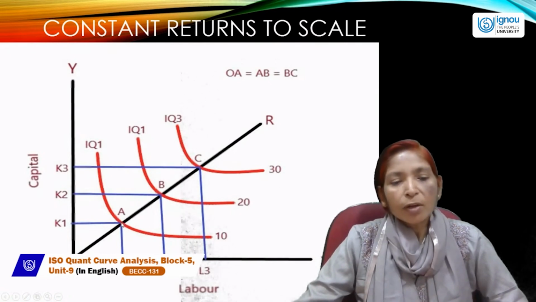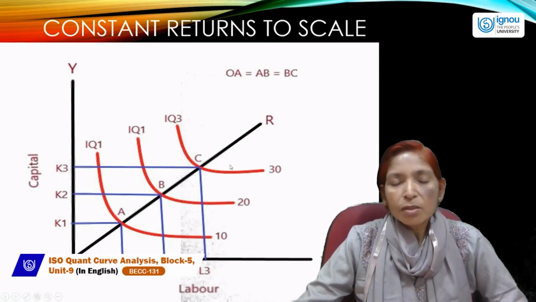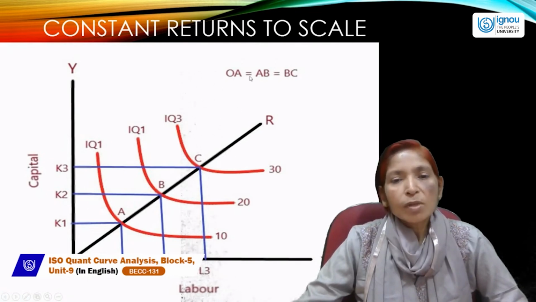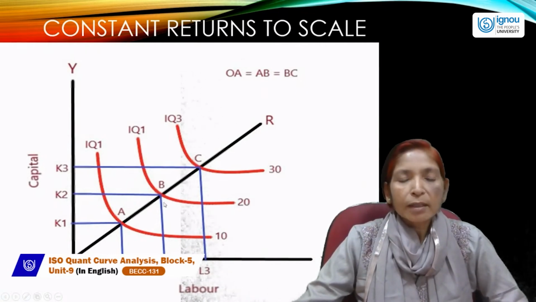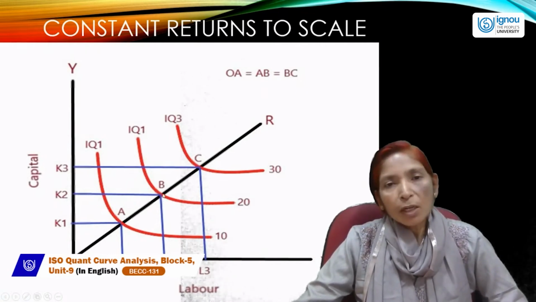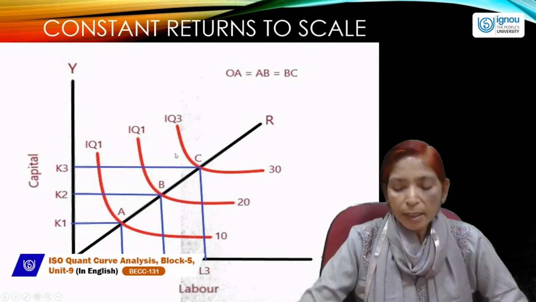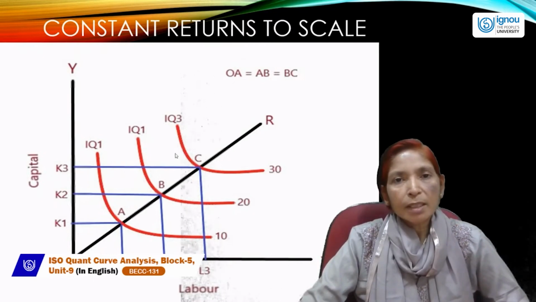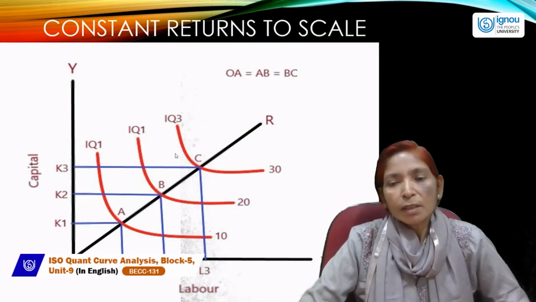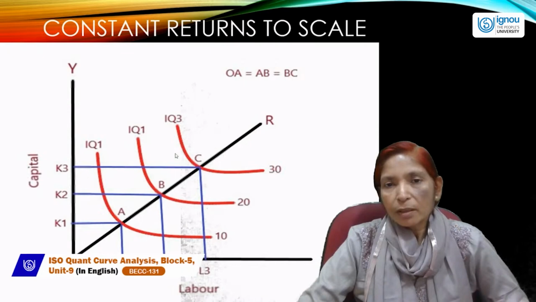And the gap in between A to B point and B to C is also the same. So this is the stage of constant returns to scale, where OA is equal to OB, and AB is equal to BC. If the units of inputs and the units of outputs both are equal, that is the stage of constant returns to scale. In other words, if we use 10% more input and get the same 10% more output, it will show a constant returns to scale situation.